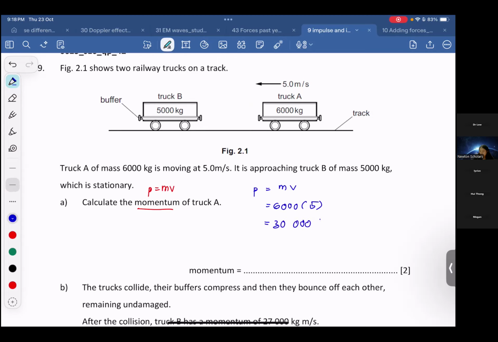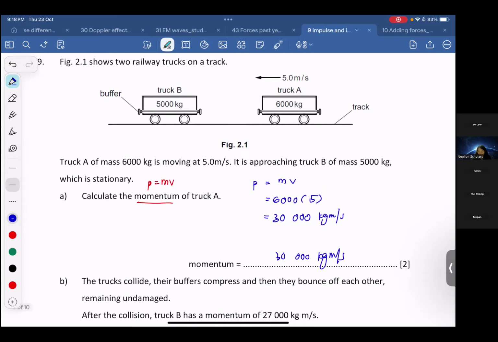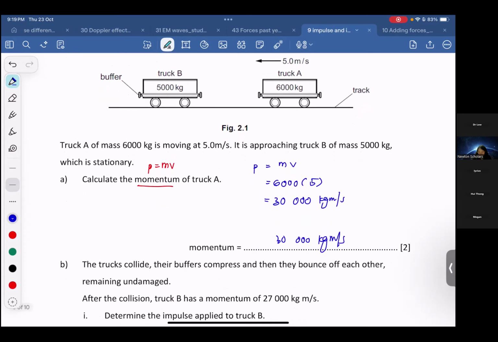30,000 kg meter per second. Mass in kg, velocity in meter per second. So your answer is 30,000 kg meter per second. Is it okay? Okay, so can we try with the next question?